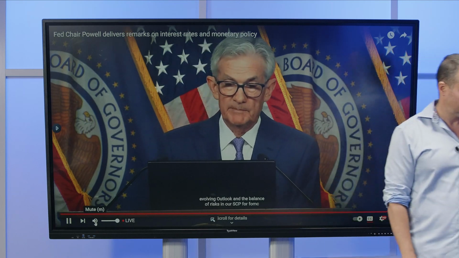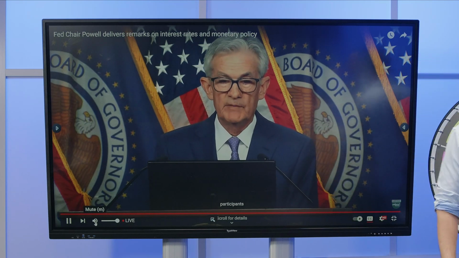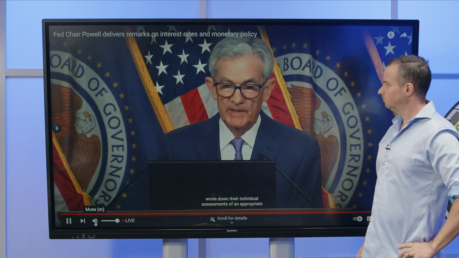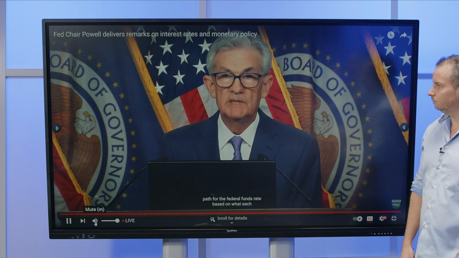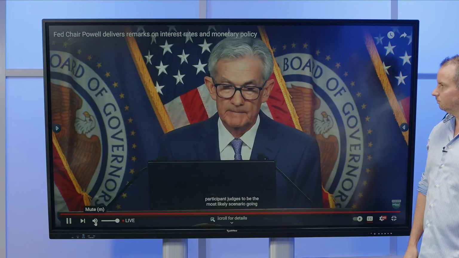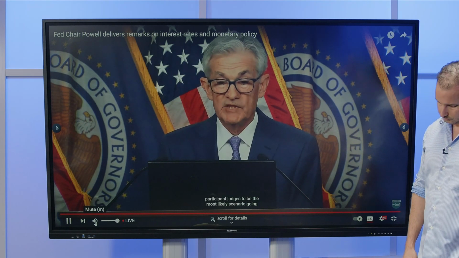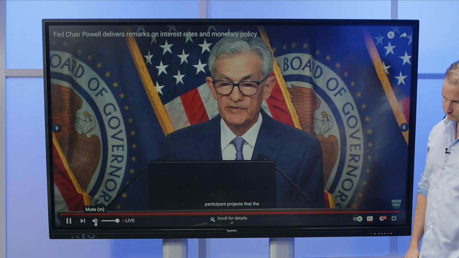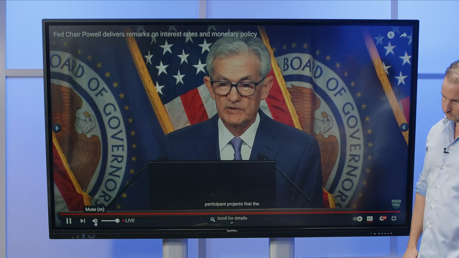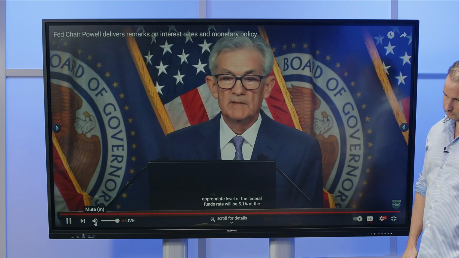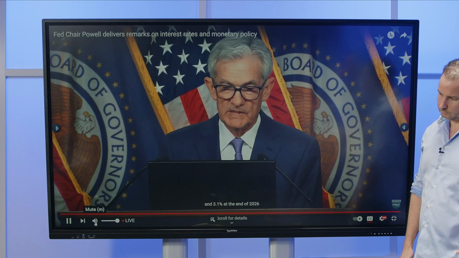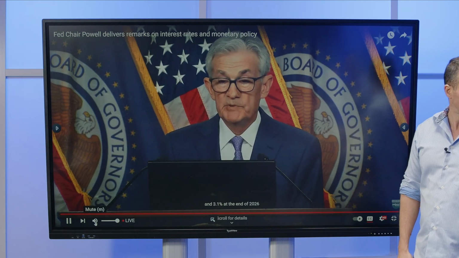In our SEP, FOMC participants wrote down their individual assessments of an appropriate path for the federal funds rate, based on what each participant judges to be the most likely scenario going forward. If the economy evolves as expected, the median participant projects that the appropriate level of the federal funds rate will be 5.1% at the end of this year, 4.1% at the end of 2025, and 3.1% at the end of 2026. But these projections are not a committee plan or any kind of a decision.